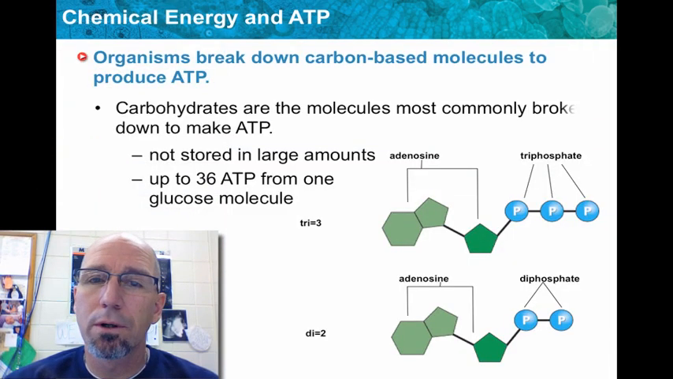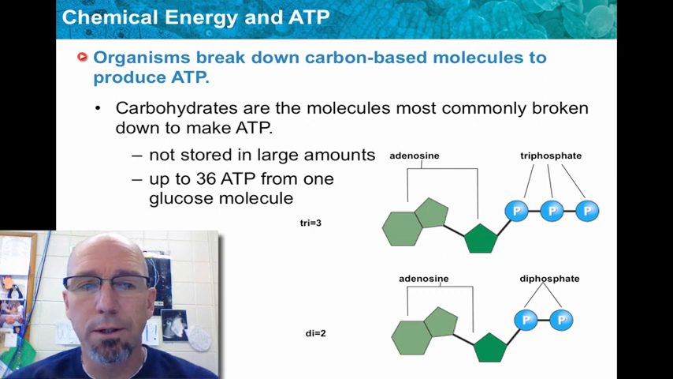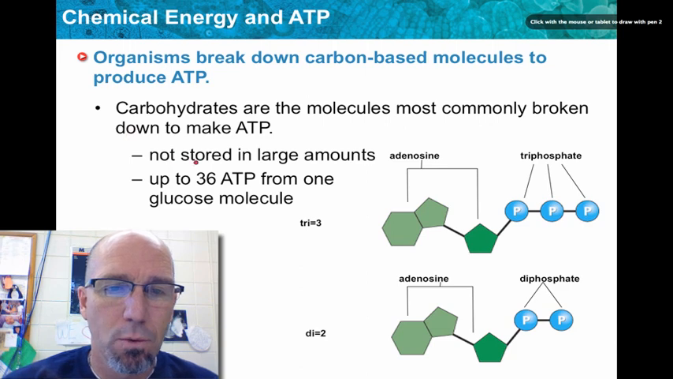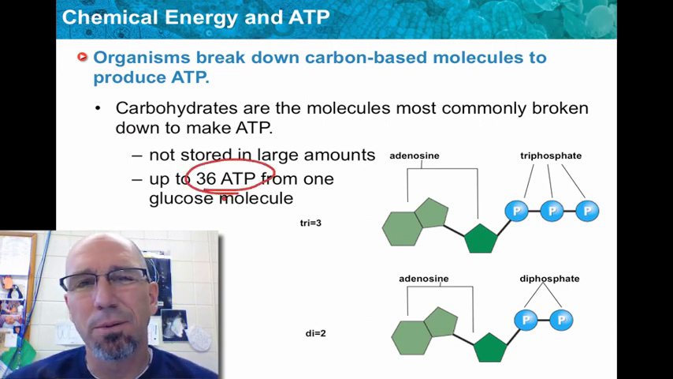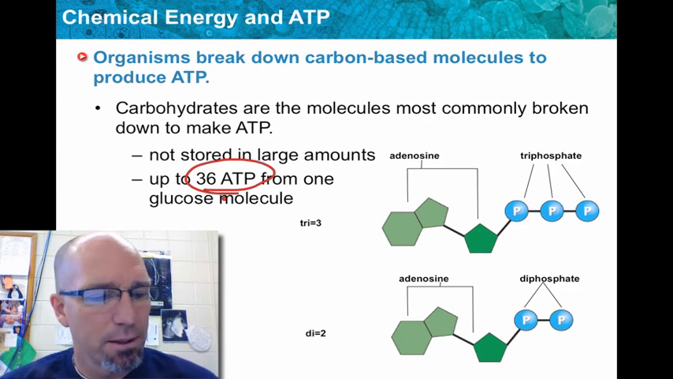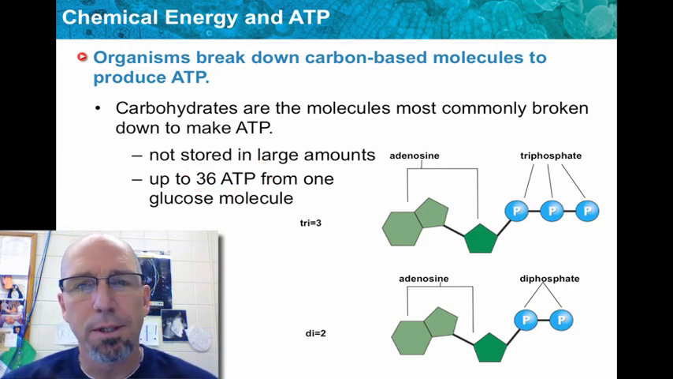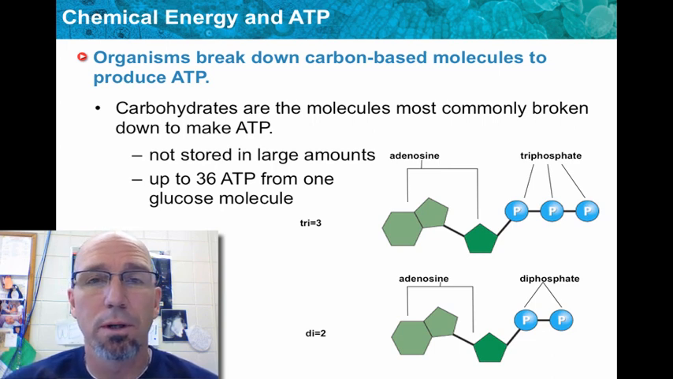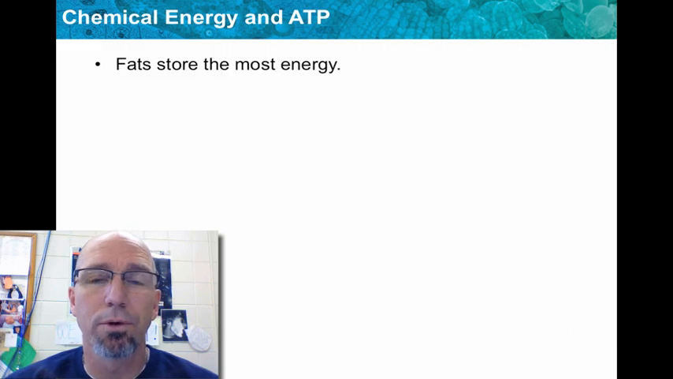So we break down carbon-based molecules to produce ATP. One glucose molecule, kind of interesting. One glucose molecule will give you about 36 ATP. I'm not going to say exactly because there are some other considerations that we'll talk about as we go along. So it's kind of a transient, kind of a temporary thing. It's used. It's charged. It's used. It's charged over and over and over again.